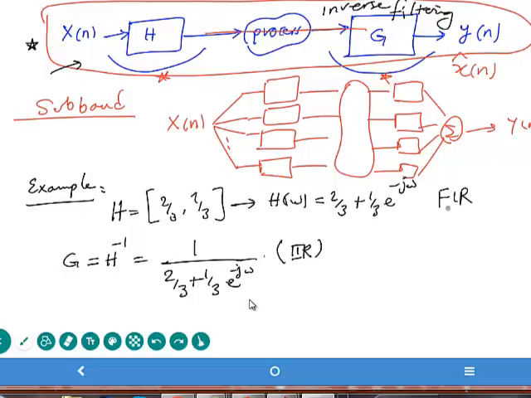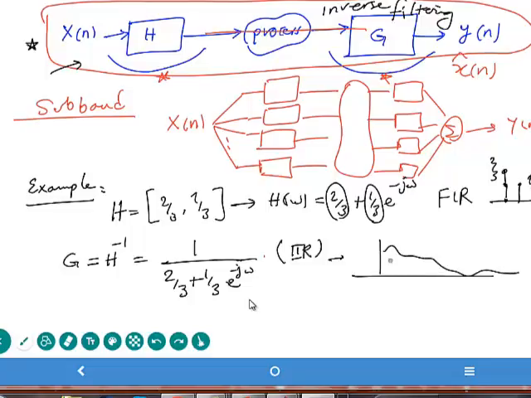So even though the FIR filter had just 2 taps, only 2 values, 2/3 and 1/3, the IIR filter means that we have an unlimited number of taps. It goes to infinity.